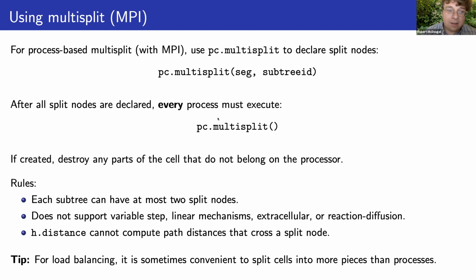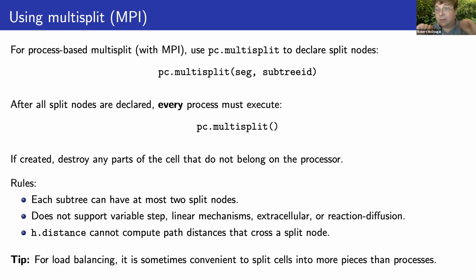Once you've declared all of these split nodes, every process runs this pc.multisplit call with no arguments, and that will actually set up the communication so that everything happens going forward. And at this point, if you have created the entire cell, so sometimes you might do this by creating the entire cell and then just throwing it away, now is the time to throw away the parts that you're not actually simulating.